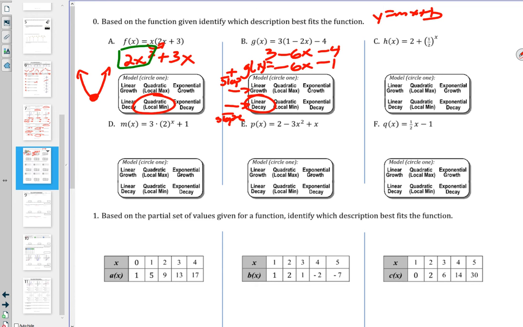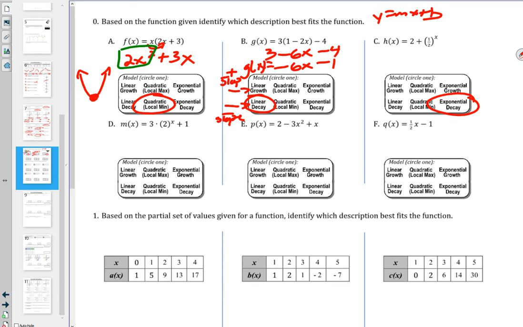The next one should be obvious, because look at where the variable is located. Where is x located? It's in an exponent. Therefore, this is exponential. Now, what determines whether we have a growth or decay is the base. Since that base is between 0 and 1, is this a growth or a decay? This should be fresh in your mind. We just covered this. This is what we've been covering the last few weeks.